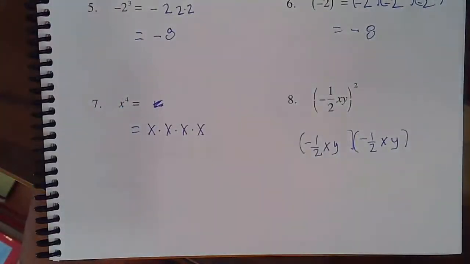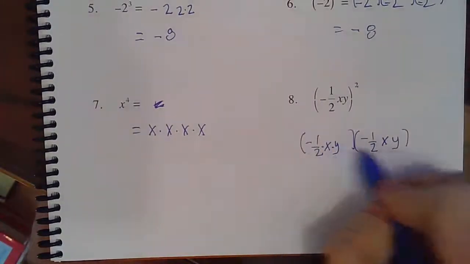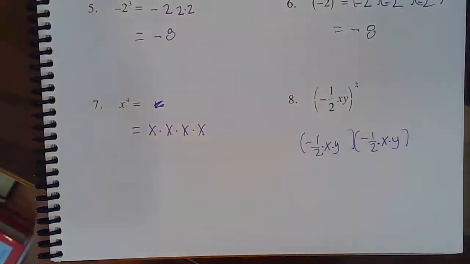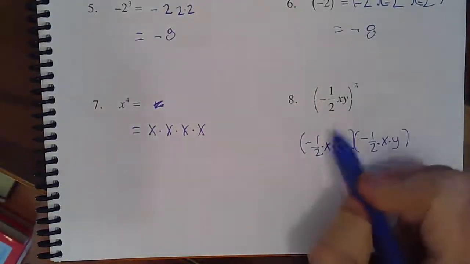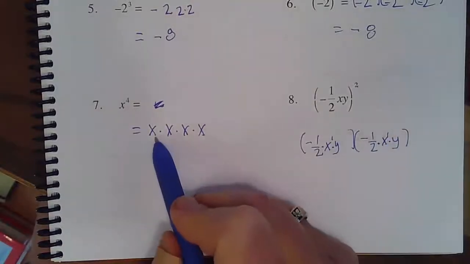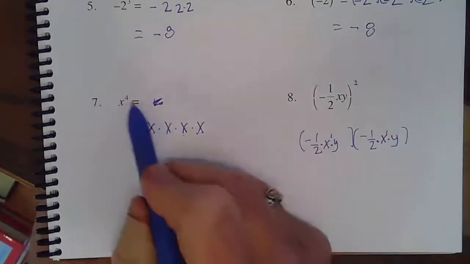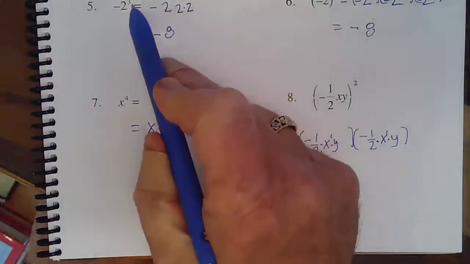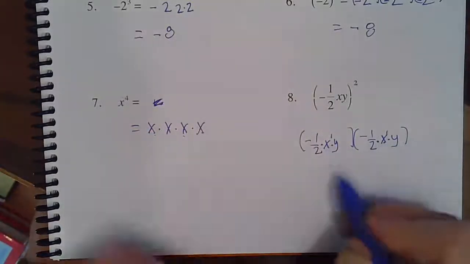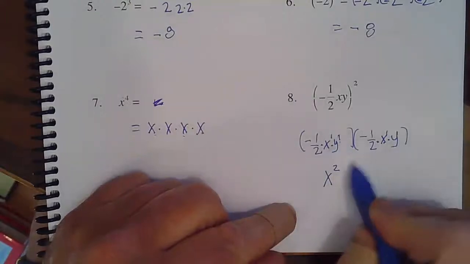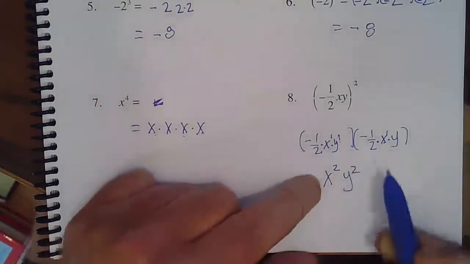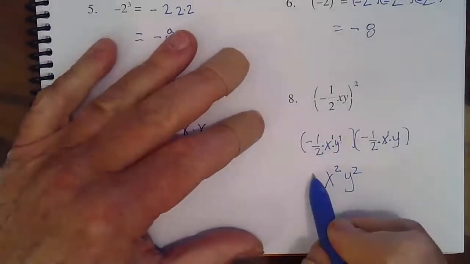Now what you can do is rearrange all the values that are being multiplied, and understand the powers right here. Think about it. 1, 2, 3, 4. 4. 1, 2, 3. 3. 1, 2. So that's x to the 2nd power. Y has a power of 1, y to the 2nd. And then negative a half times negative a half is positive 1/4.